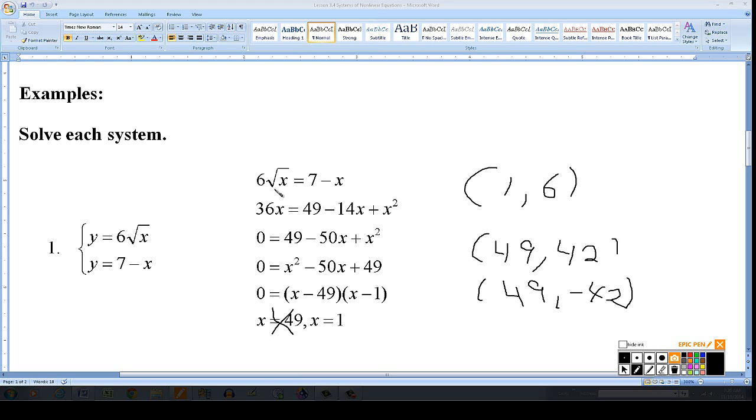So they might work for one of the equations, but not for the other. So to be a solution of the system, it has to satisfy both. Okay, so we have to discard the x equal 49 as a possibility, so the only solution is 1, 6. And you can easily check and see that it's going to work for both, but the others are not. Okay.